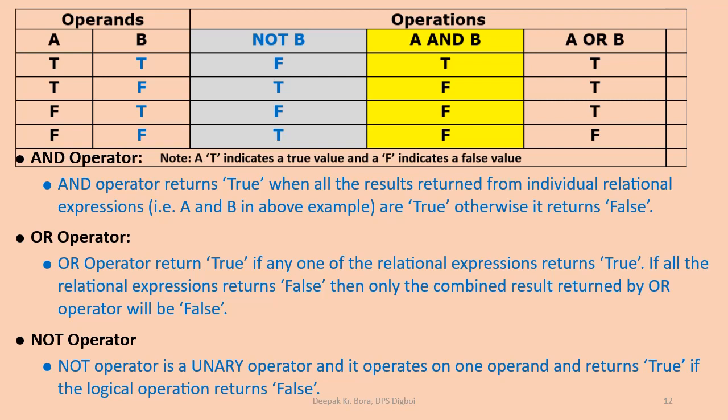OR operator, A OR B. The OR operator returns true if any one of the relational expressions is true. If all the relational expressions return false, then only the combined result returned by the OR operator will be false. Can you think of an example of AND or OR where we are going to use them?